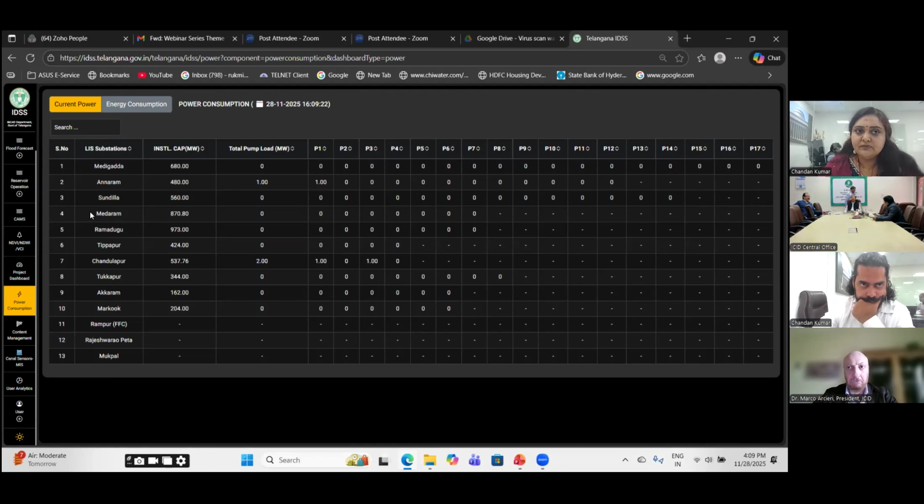And then these are the different lift irrigation substations which have been installed, and their capacities accordingly, and the different pumps, their operations and all the consumptions have been showcased here.